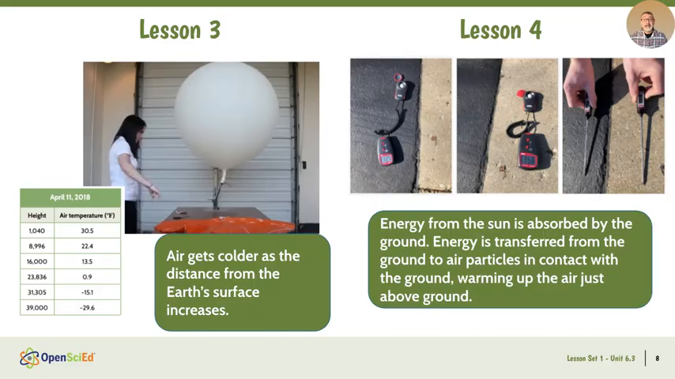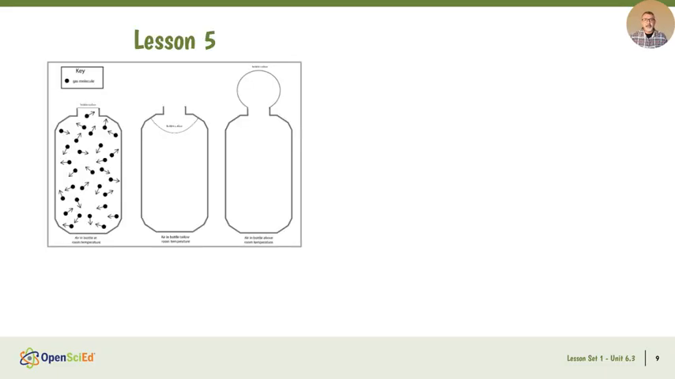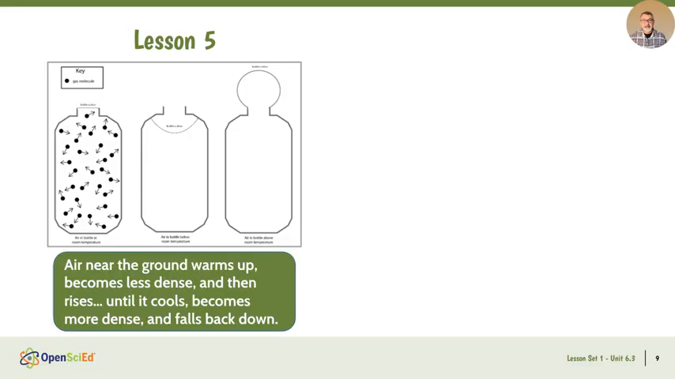And we find out that energy from the sun is absorbed by the ground, which increases the kinetic energy of the particles in the ground, that different surfaces heat up differently, depending on how energy from the sun is absorbed, and that as air particles contact the ground, energy is transferred to those particles, thus warming up the air right above the ground. So in lesson 4, we figured out energy is transferred from the ground to the air through conduction. So now we're wondering what happens to the air after that.